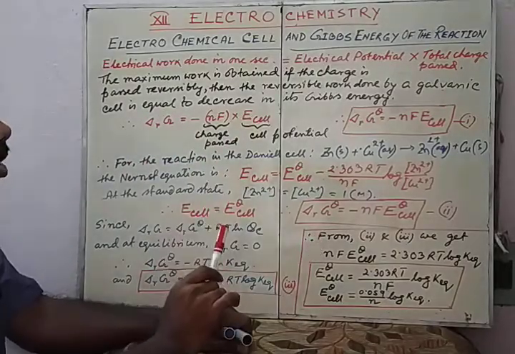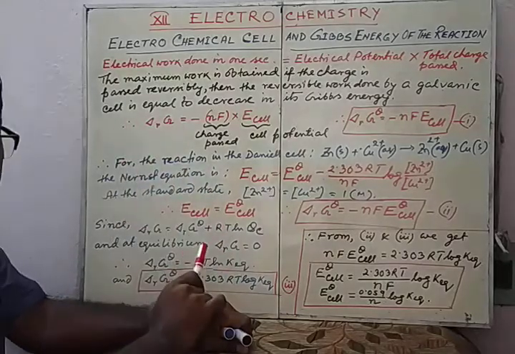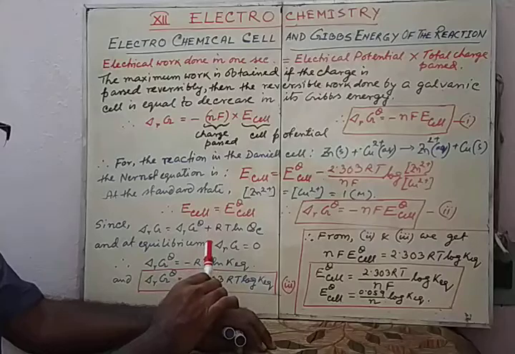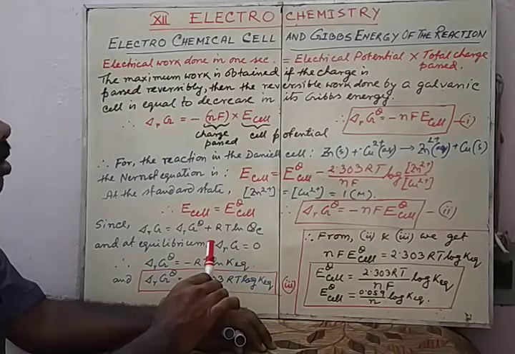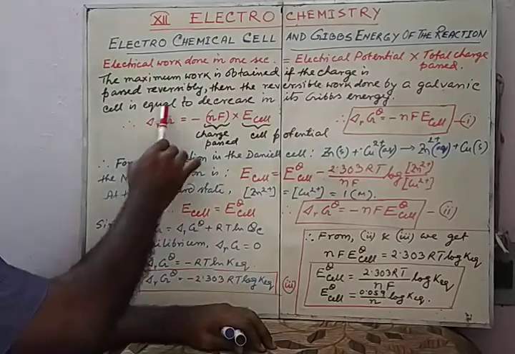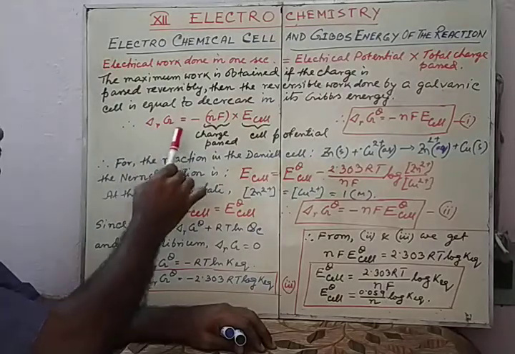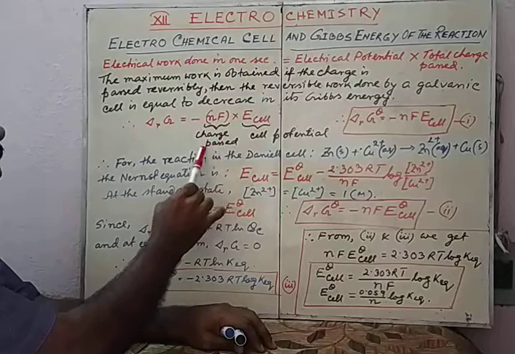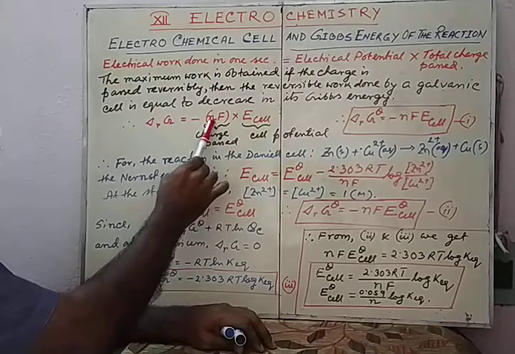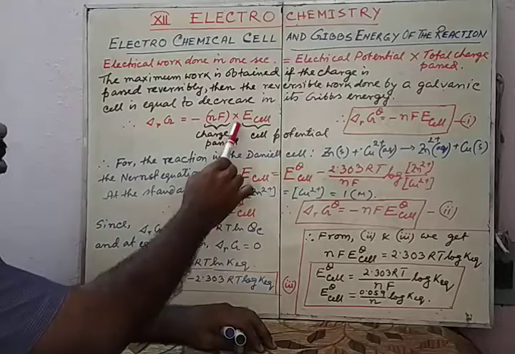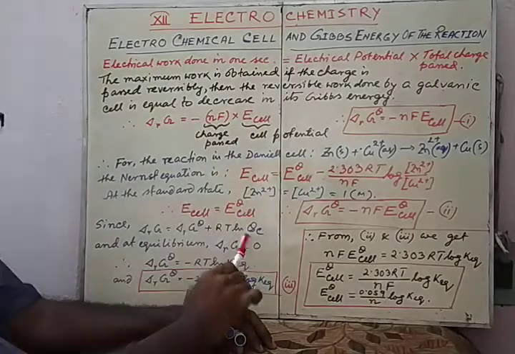That means in a cell, if the cell reaction occurs reversibly, then the reversible work done can be calculated as the change in Gibbs free energy is equal to the charge passed, that is the number of electrons, n, into F, that is the Faraday, into E cell, that is the cell potential.